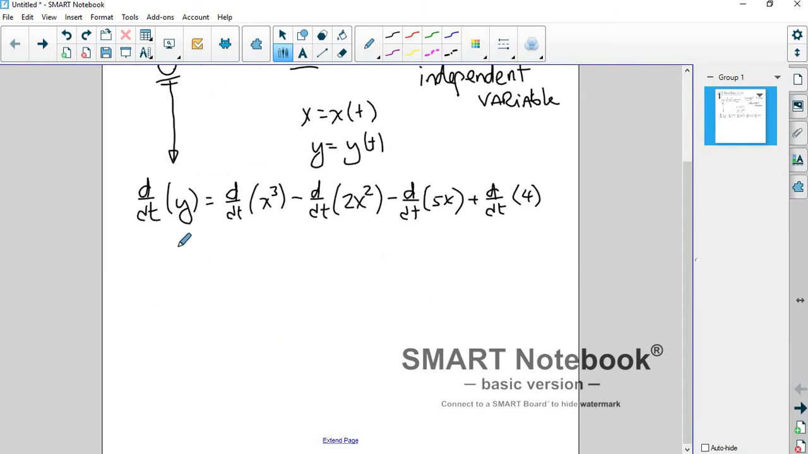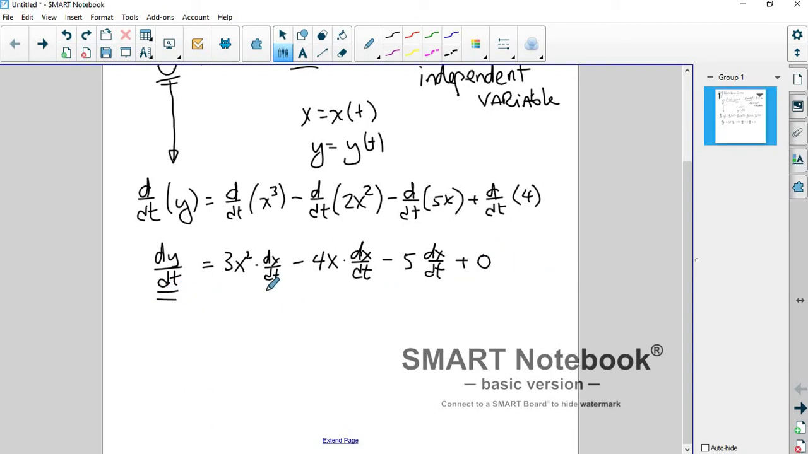So if you want to differentiate, the derivative of y with respect to t is dy/dt. The derivative of x cubed with respect to t is 3x squared times dx/dt, because again, we're not taking the derivative with respect to x, we're taking it with respect to t. Minus 4x times dx/dt, minus 5 times dx/dt. And then of course 4 is a constant, so its derivative is still 0.